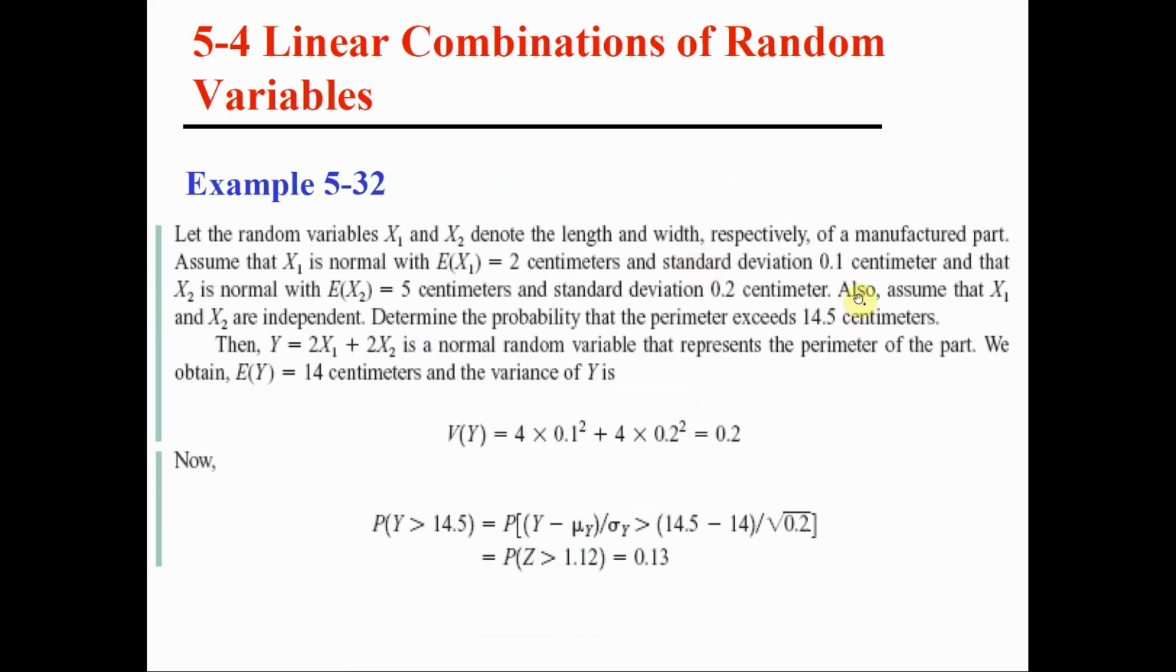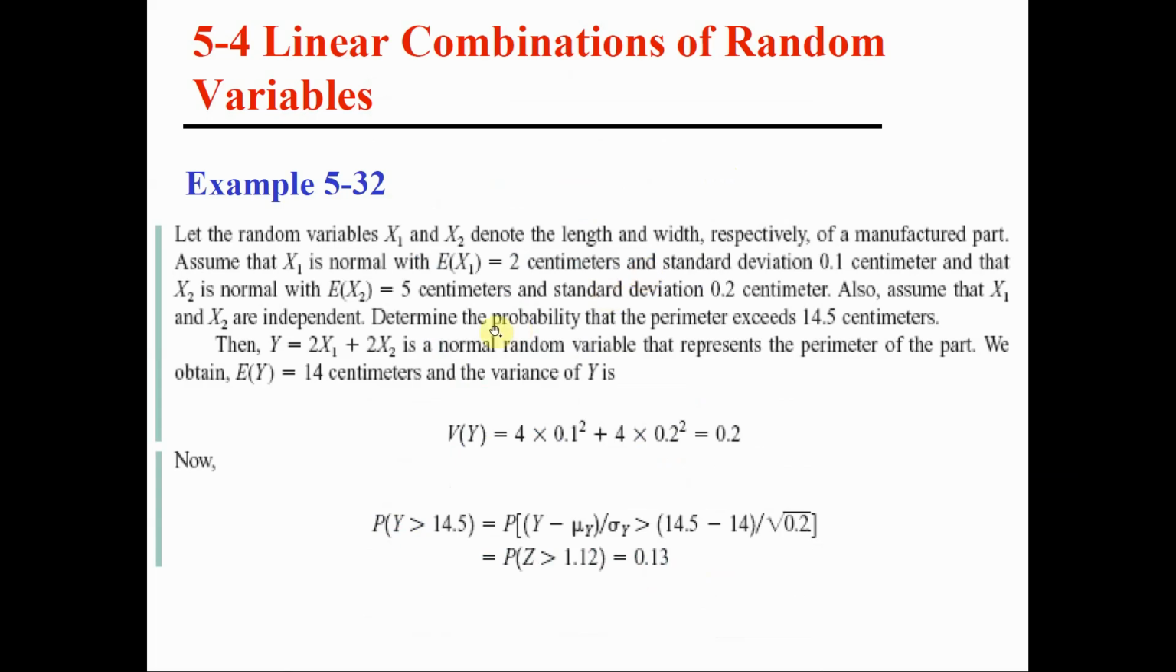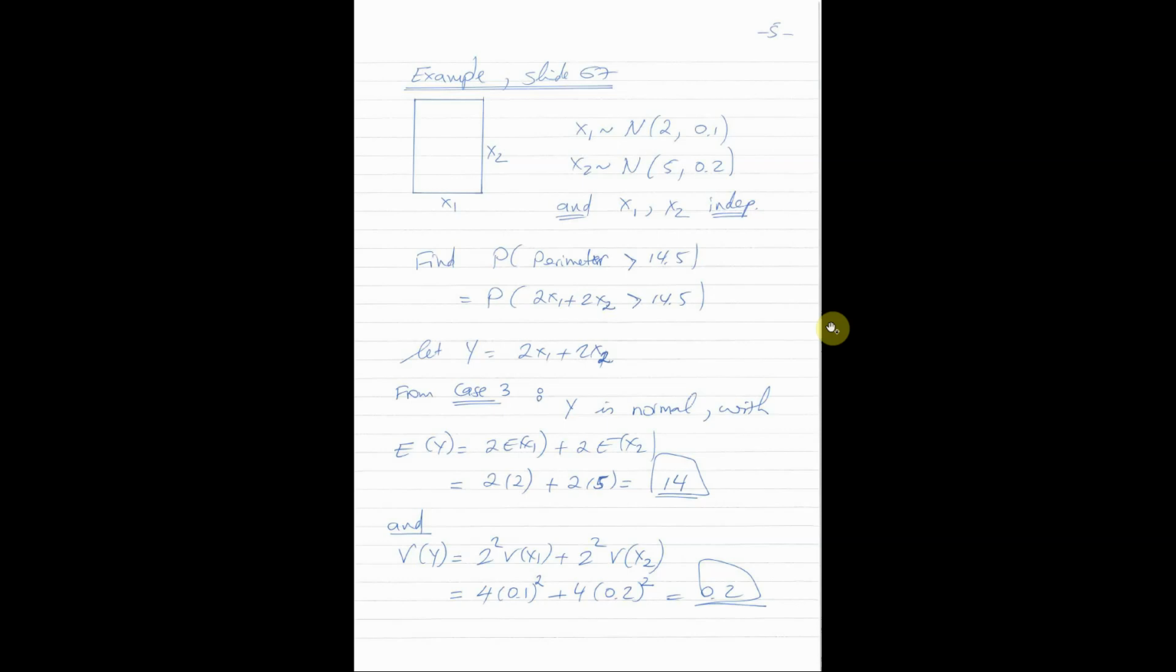Let's have a peek here. Also assume that x1 and x2 are independent. Now, what is the question? The question is not about x1 and x2 themselves. The question is to find the probability that the perimeter exceeds 14.5. Here, determine the probability that the perimeter exceeds 14.5 centimeters. Everything is in centimeters in this question.